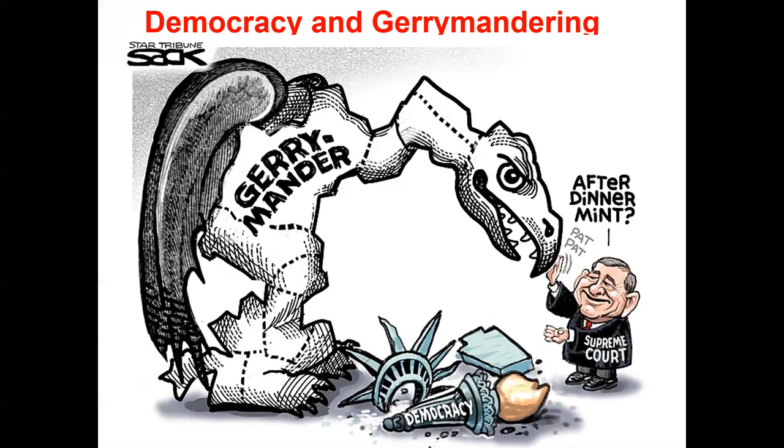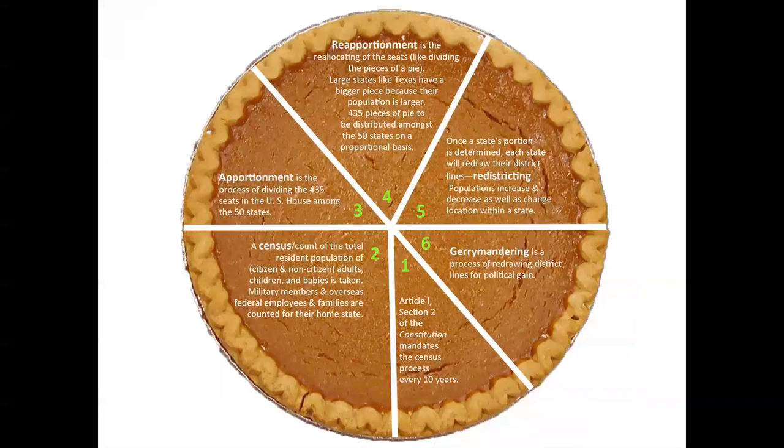This is another cartoon today, gerrymandering, the Supreme Court and democracy. Because the case goes to the Supreme Court when there's a dispute, and whatever the Supreme Court decides is going to have an impact on our democracy. If they accept gerrymandering, that means democracy is not good. So this cartoon refers to how the Supreme Court can make or break democracy in the United States.